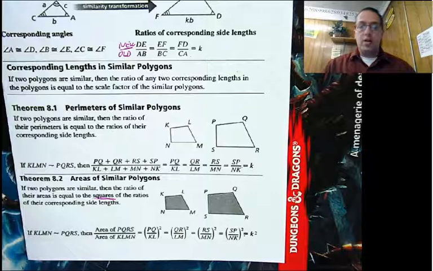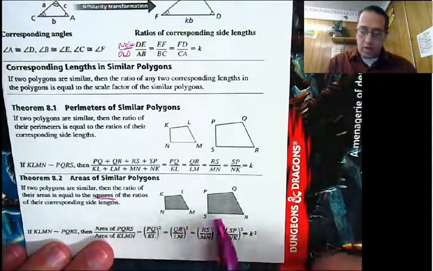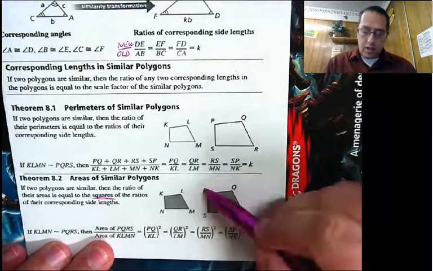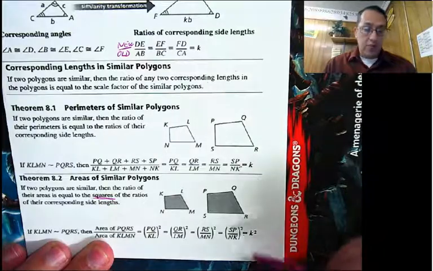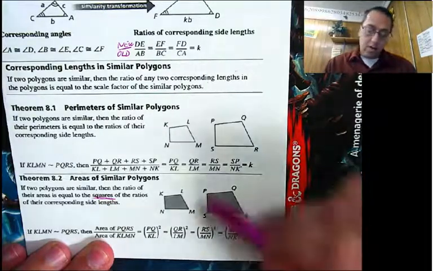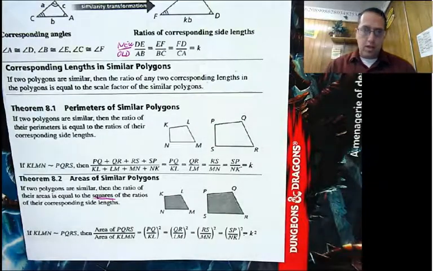For area, we multiply by the scale factor squared. The reason for that is because you have multiplied one side, you've multiplied the other side, and then for area, you take the two dimensions and multiply them together. So I've multiplied here by k, I've multiplied that by k, and then I'm going to multiply those two k's together, which gives me k squared.